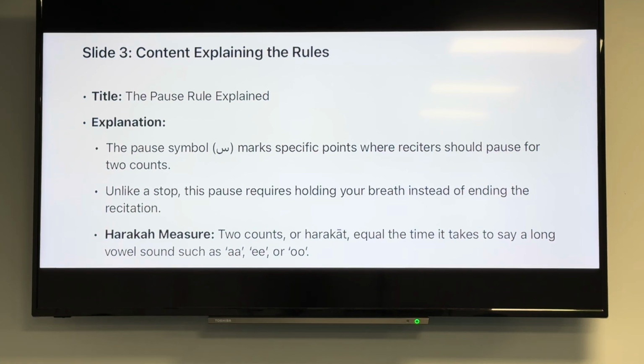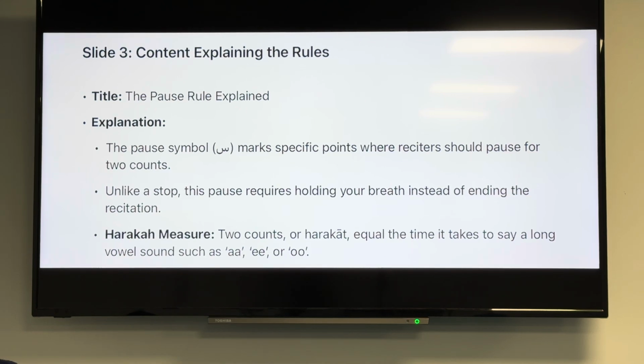So this pause symbol marks a specific point where the reciter should pause for 2 counts. And how can we pause for 2 counts? Unlike a stop, this pause requires holding your breath instead of ending the recitation. So this point is very important, brother. Holding your breath instead of ending the recitation.